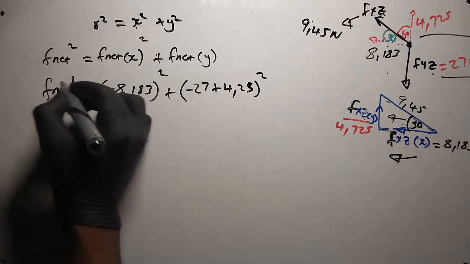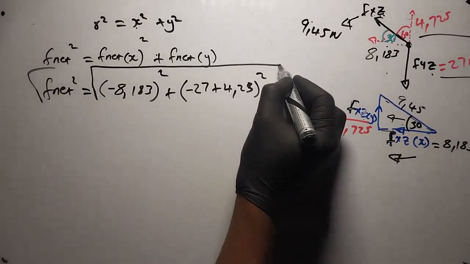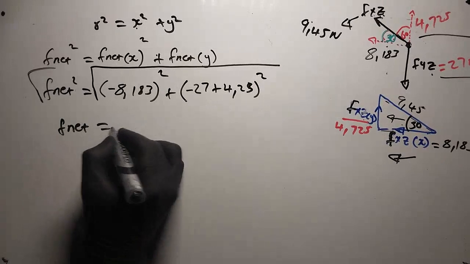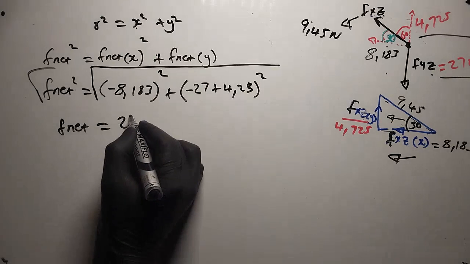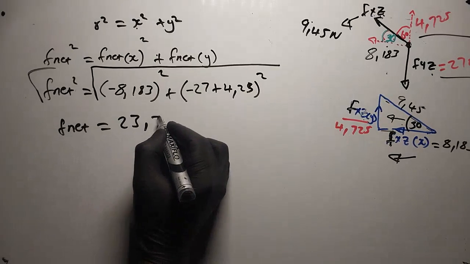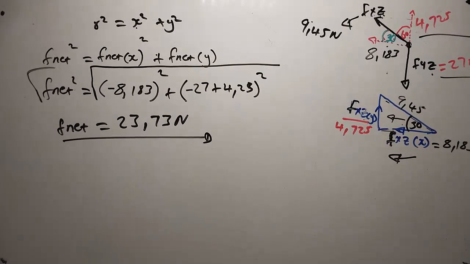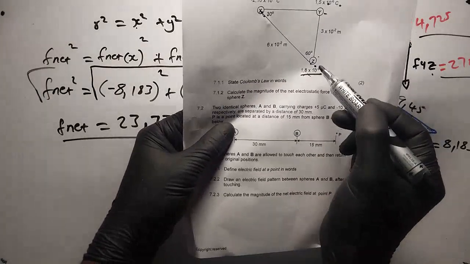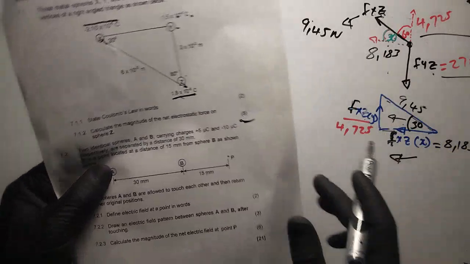Then after that, you're going to take the square root of both sides. Which means your f net, if you punch all this in your calculator, you should get the net force, which is 23,73 Newton. Now that becomes the net force experienced by x and y on z. I hope that was 8 marks. You know, that was a simple 8 marks.